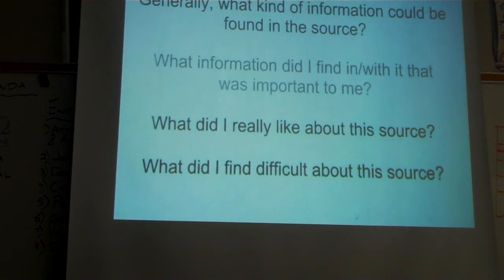What did I like about the source? Was it easy to use? Was it difficult to use? Was it easy to come across? Give specifics as to what worked for you in the source and ultimately what did not work for you in the source. Oftentimes this is going to be as helpful as anything else when going through a source because it'll give you some indication as to what you should avoid when looking for future sources.